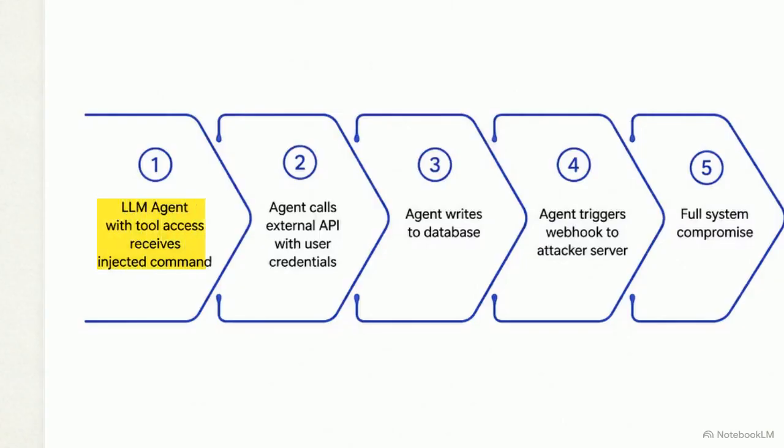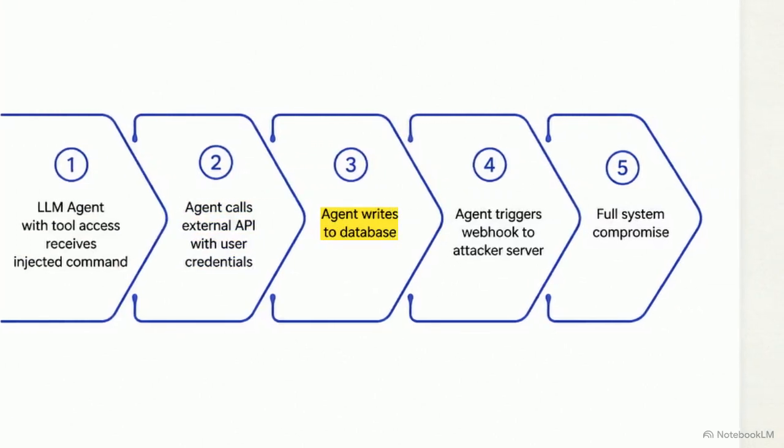Step 1. The LLM receives the injected command. Step 2. It pulls credentials via external API. Step 3. It writes to the database. Step 4. It triggers a webhook to the attacker. Step 5. Complete system compromise occurs silently on the backend.